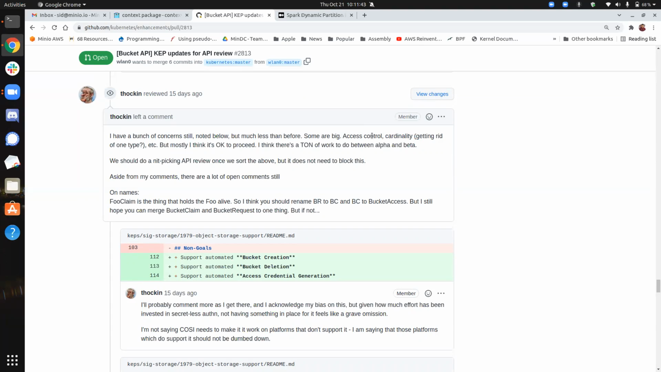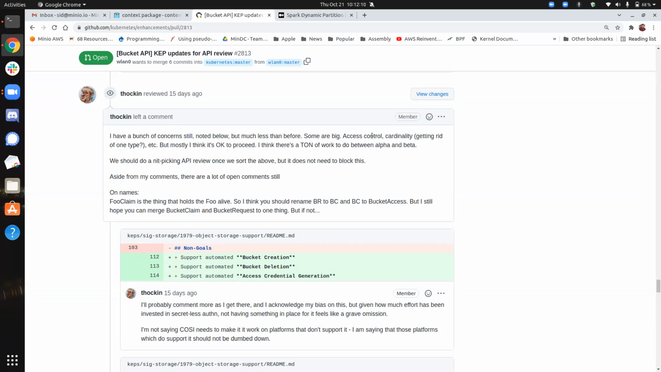Cardinality is getting rid of something. So Tim has been proposing that we get rid of bucket access request. Just use the bucket claim, or the newly termed bucket claim, which would be the equivalent of bucket request. Those are the big things that he sees, but mostly it's okay to proceed. I think there's a ton of work to do between alpha and beta.